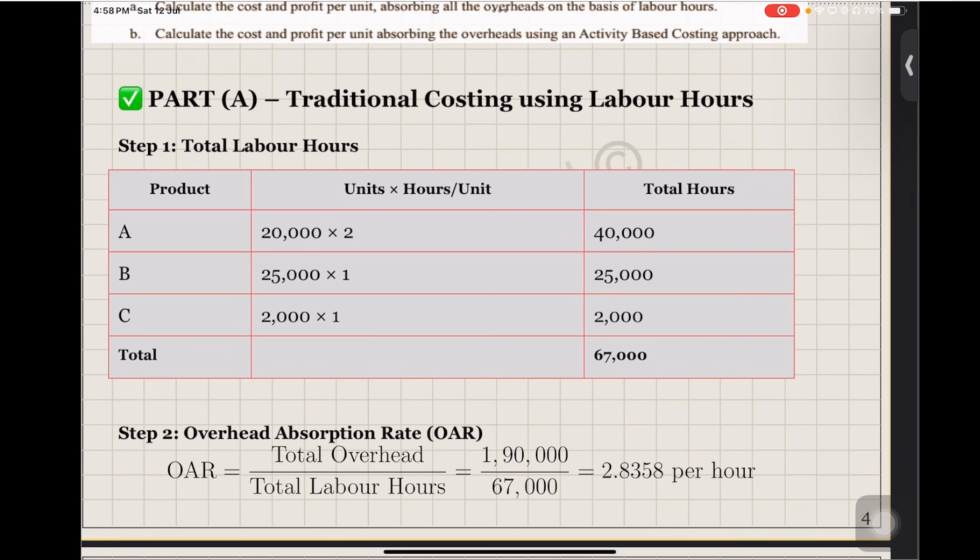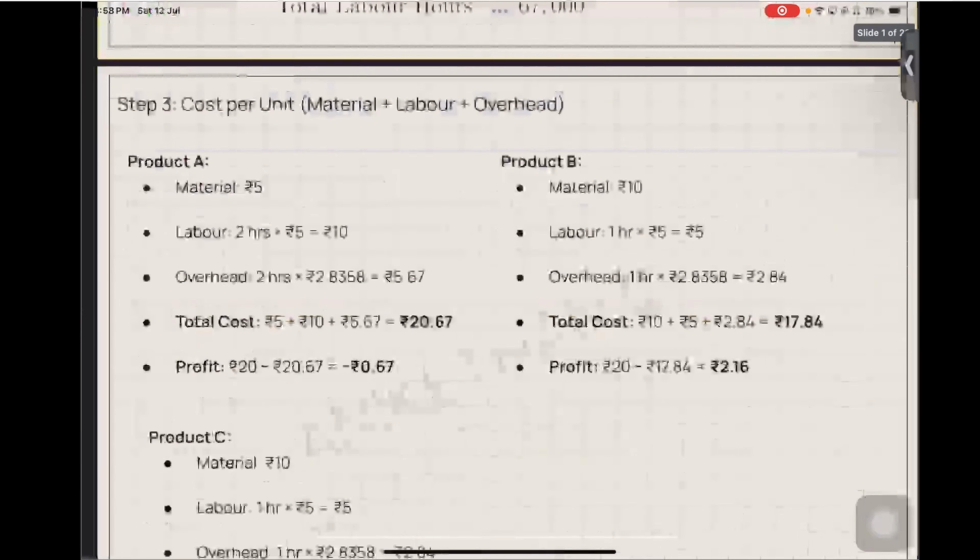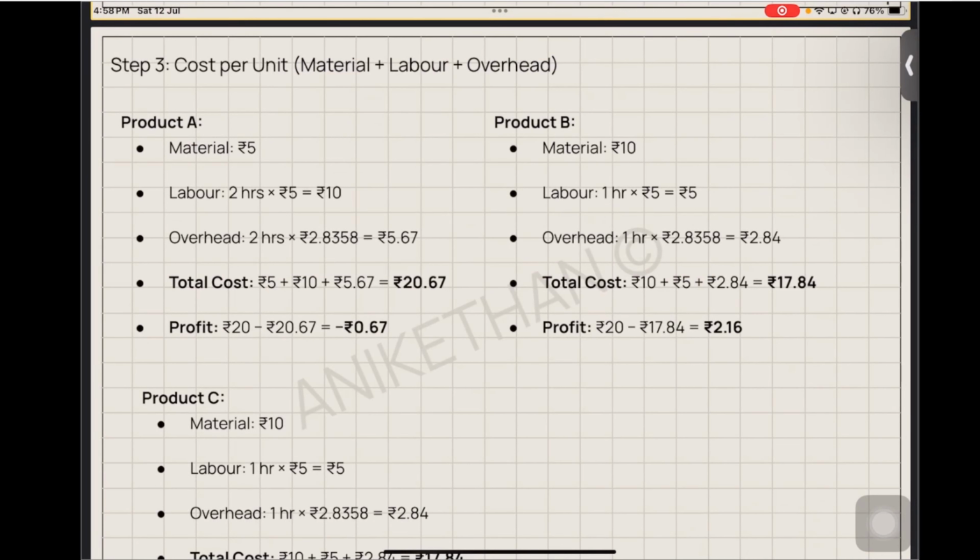First you calculate total labor hours. Next step, you calculate the absorption rate. So total overhead is 1,90,000 divided by 67,000. You get 2.83 per hour. So next what you do, you prepare the standard cost sheet. You start with material cost, then labor cost, then add overhead, hours into that rate. So you will get total cost for each product. So for product A, it is 5 plus 10 plus 5.67, 20.67 is the total cost.